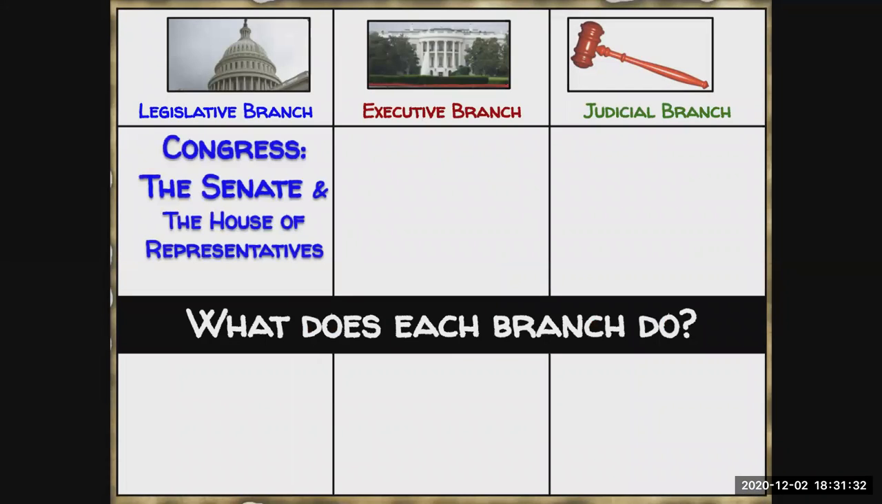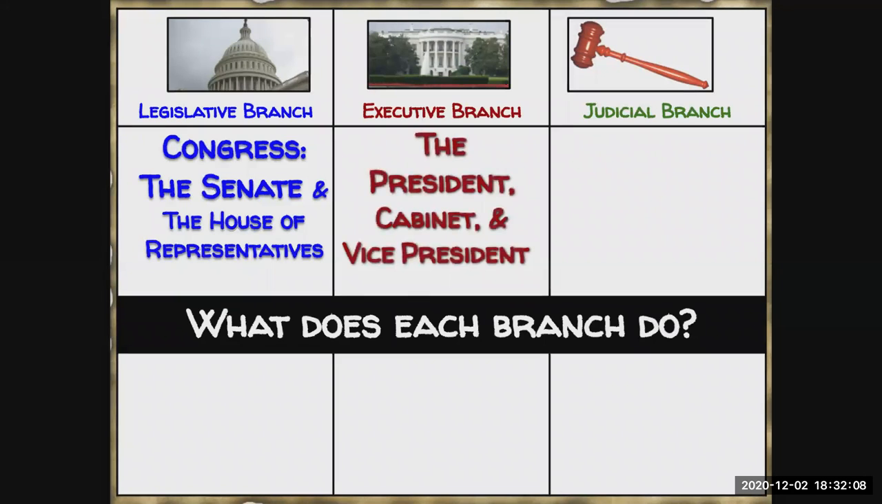So, who is included in the legislative branch? This is what we call Congress. We have the Senate, which has 50 senators, two from each state, and the House of Representatives, which, as we talked about on Monday, was the compromise where one house of the Congress is based on population, which is the House of Representatives, and in the other house of Congress, everyone gets the same amount of representatives, regardless of population size, and that is the Senate.